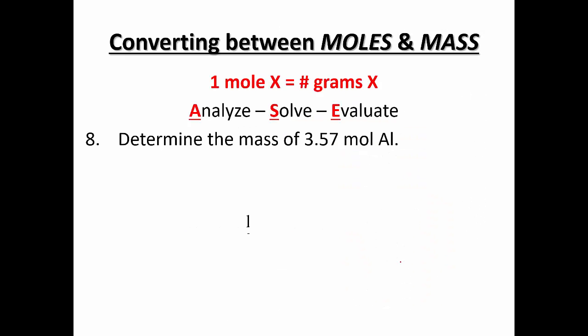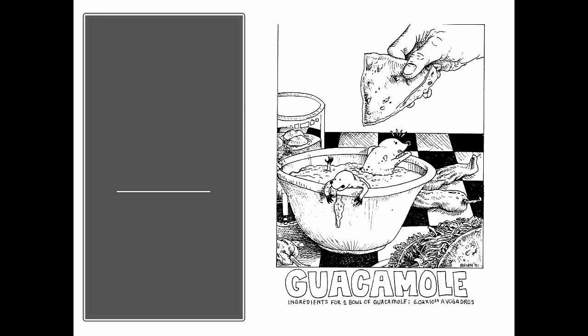Just to end us for today, got a little guacamole. In order for us to make some guacamole, our ingredients for one bowl of guacamole, 6.02 times 10 to the 23rd avogadros, instead of avocados, to get our guacamole for today.